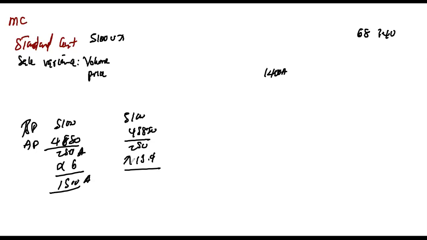It's 3,350. So we have about 3,350. That's the only difference, the volume variance. So you bring that variance here. Don't even stress. 3,350 adverse.